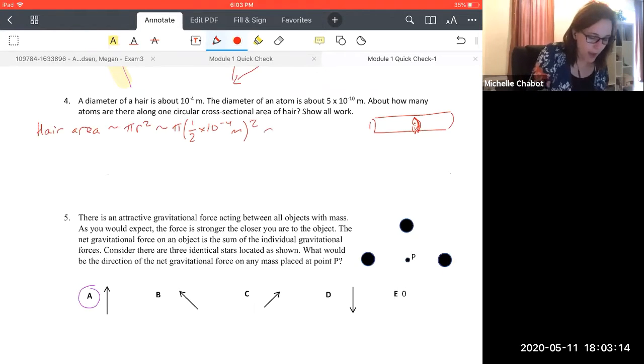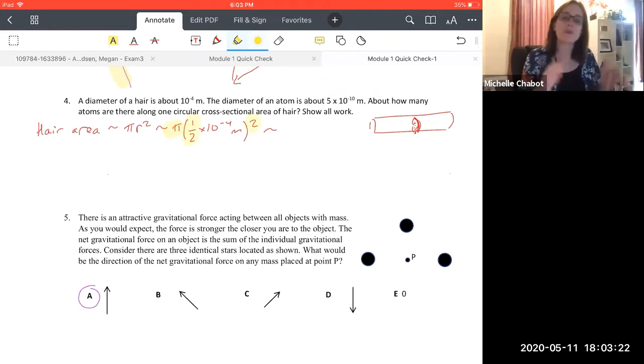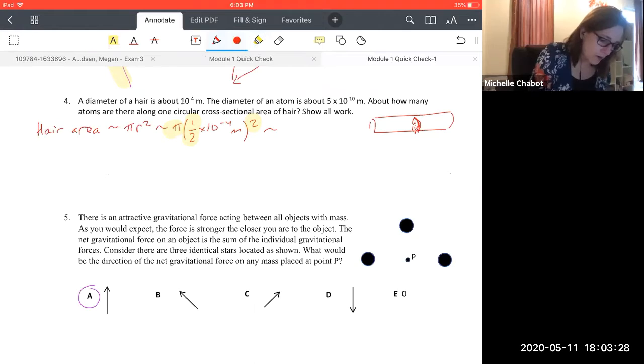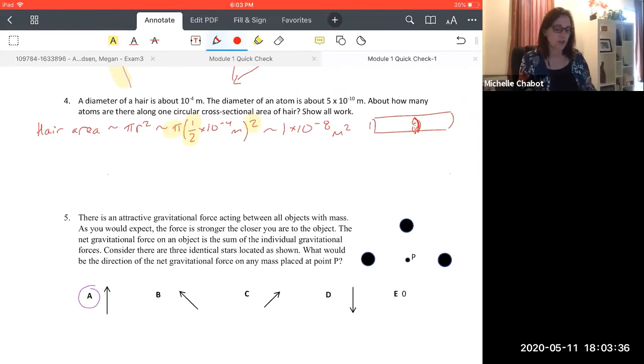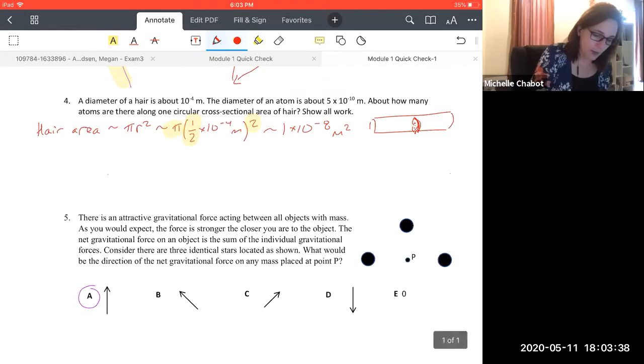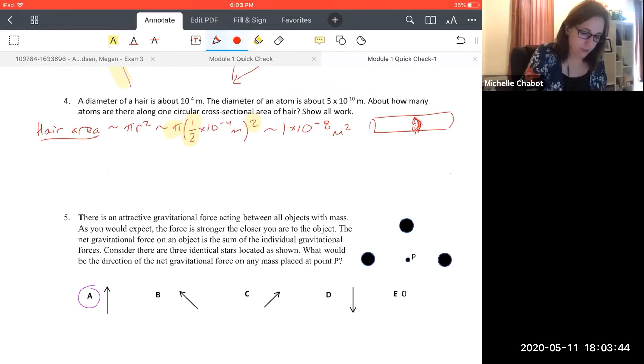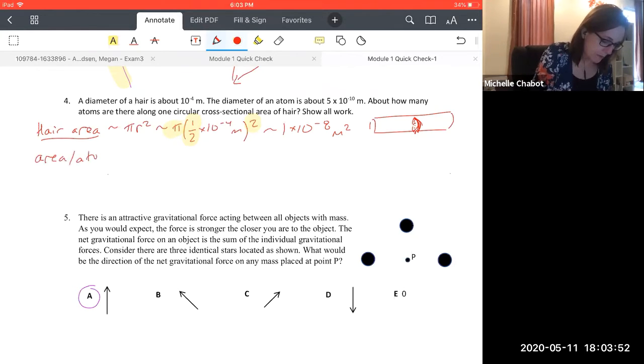And here's where the order of magnitude comes in handy, because I can say, well, pi is around 3, and 1/2 squared is around 1/4, and 3 over 4 is kind of like 1. So I'm going to just round all of those to around 1, and then 10 to the minus 4 squared is 10 to the minus 8th meters squared. So this would be on the order of 10 to the minus 8th meters squared for the area, this cross-sectional area of the hair. Then we need to figure out the area per atom.